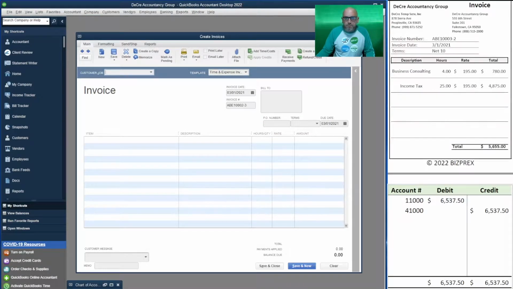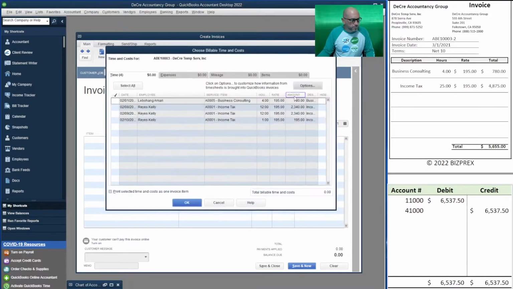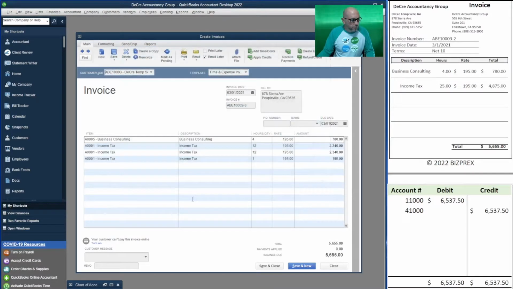Next one is Temp Services. Okay, we can select all. Here they are. Some of those adjustments again, it matches, so all good. What's going on here? Here it is: income tax and business consulting.